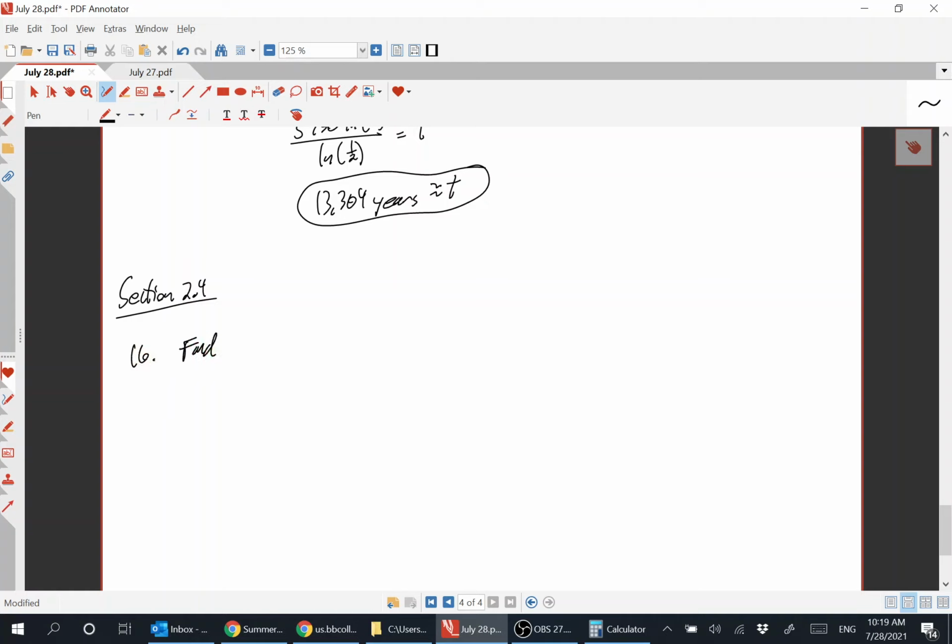So find the net change and average rate of change for f of z equals 1 minus 3z squared from z equals -2 to 0.